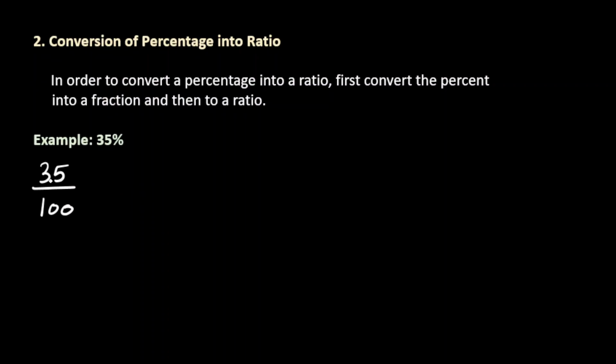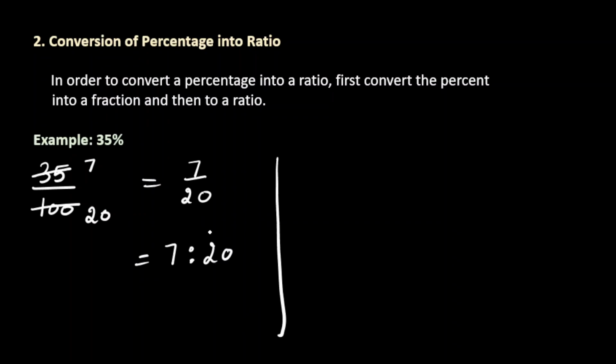Now we'll do cancellation and reduce the fraction to the simplest form. So 5 into 7, 5 into 20. Now this fraction is reduced to 7 by 20. This 7 by 20 we can write as 7 is to 20.